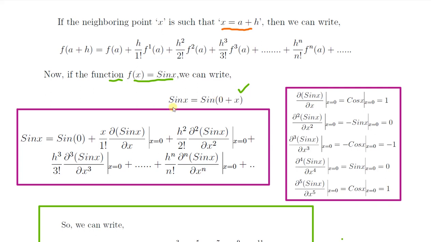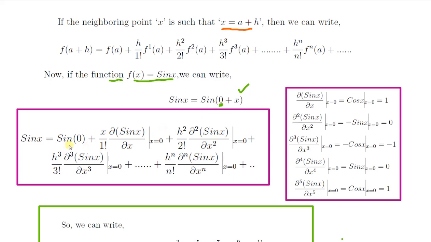So sin x can be written as f of a plus h is equal to f of a plus h by 1 factorial into f1 of a plus etc. plus h squared by 2 factorial into f2 of a plus etc. Same way we can write sin x. f of a simply means the value of the function at the point a. See, the point a here means a is equal to 0.